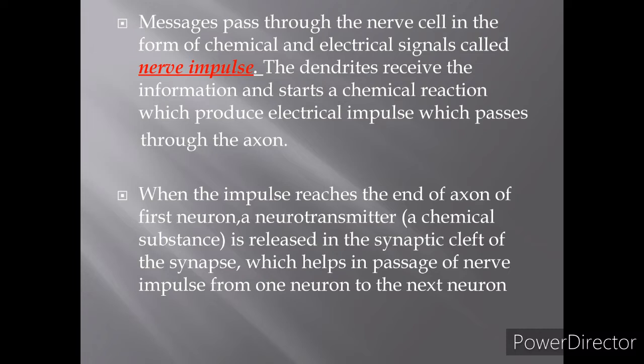The dendrites receive the information and start a chemical reaction which produces an electric impulse and passes through the axon. Children, remember this once again. When the impulses reach the end of the axon of the first neuron, a neurotransmitter, which is a chemical substance, is released in the synaptic cleft of the synapse. It is responsible for the passage of the nerve impulse from one neuron to the next neuron.